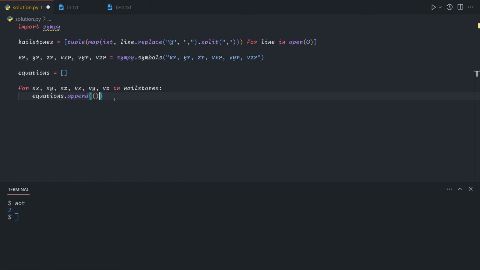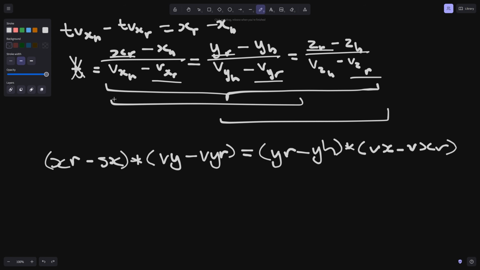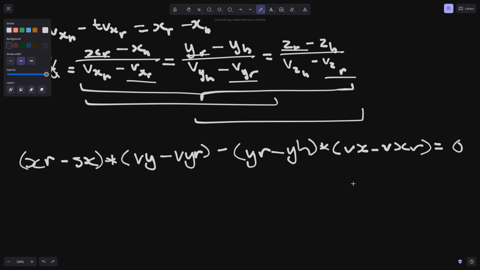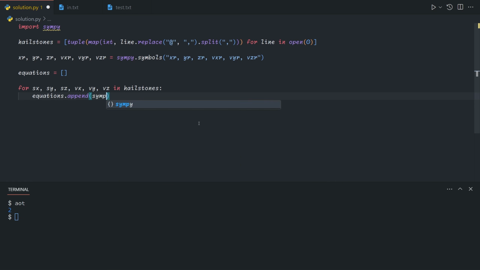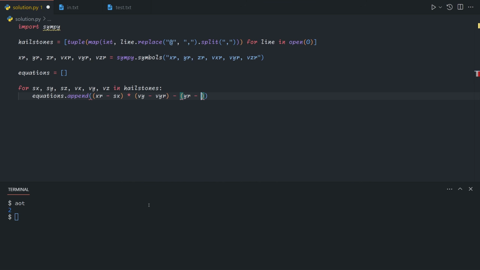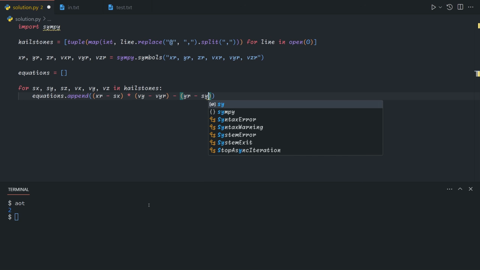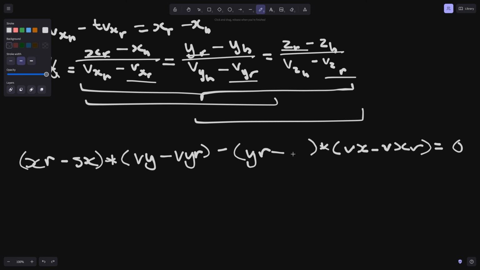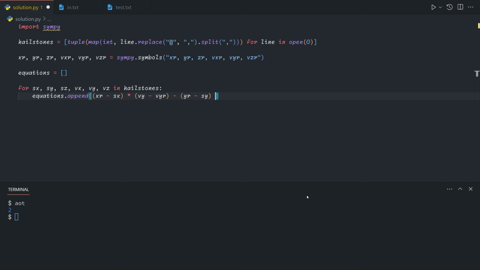And again, we're going to take the difference so that it equals 0 so that SymPy can solve it. I think SymPy can solve it if you feed it a SymPy.Eq. I think that works as an equation, but let's just do it this way. So xr minus sx times vy minus vyr, minus yr minus sy times vx minus vxr. And now we do the same, but between y and z.